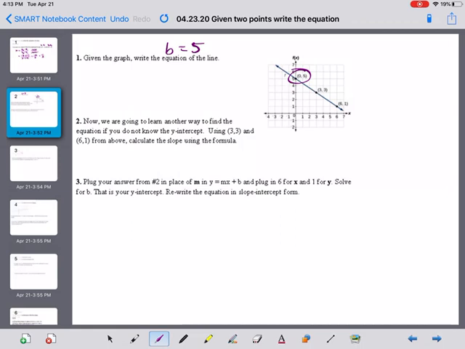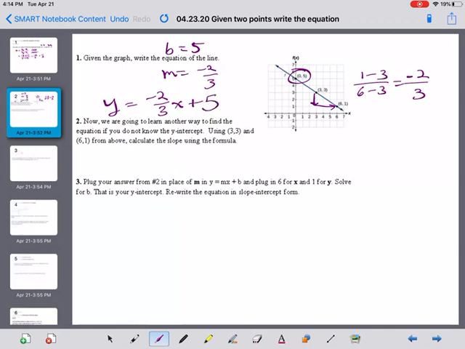And then the slope, you can just pick any two of those points, find the change in the y over the change in the x. So the slope is -2/3. You could also use the slope formula and actually do that out, which I'll show here, 1 minus 3 over 6 minus 3, which is -2/3. So either way, the equation will be -2/3 x plus 5.